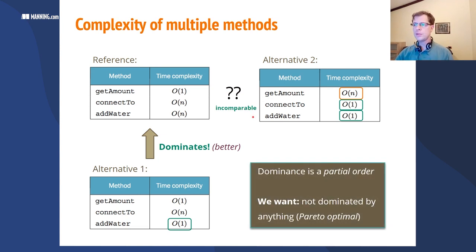Which means that dominance is a partial order, and we can ask ourselves, what would be an ideal table? What would be an ideal implementation? Given that dominance is a partial order, we should be content, it's enough to have something that is not dominated by anything else, to have a table of complexities that is not dominated by any other implementation. This is what mathematicians call a Pareto optimal element, Pareto optimal time complexity in this case.